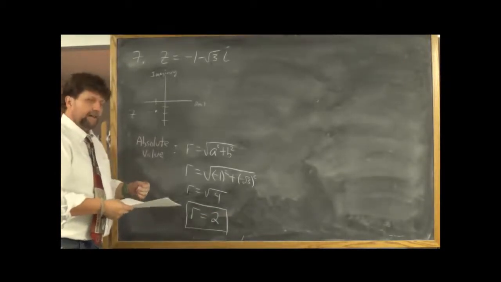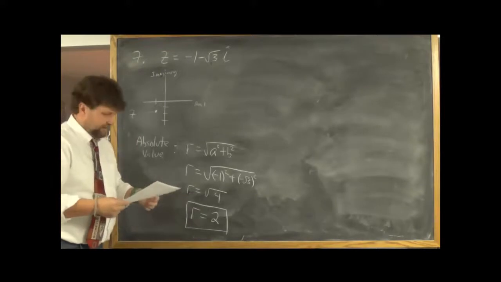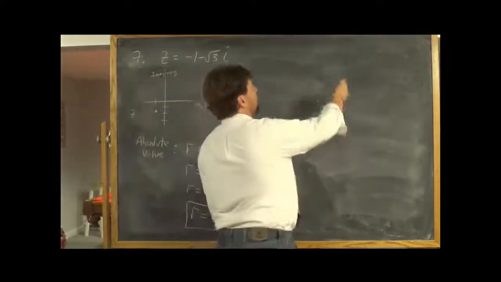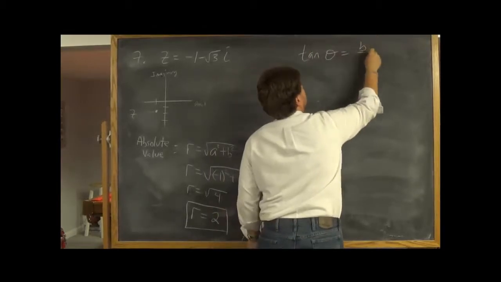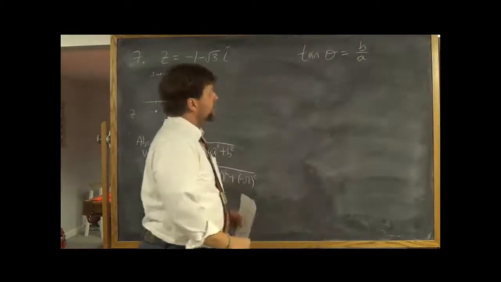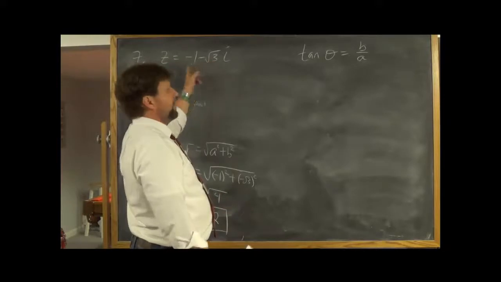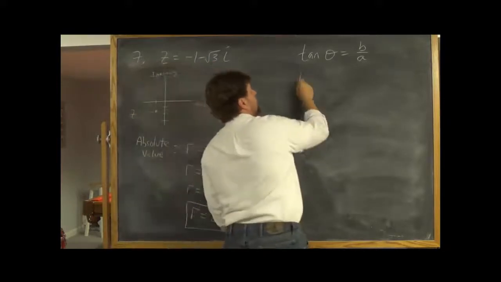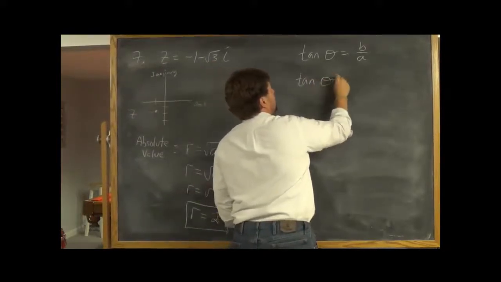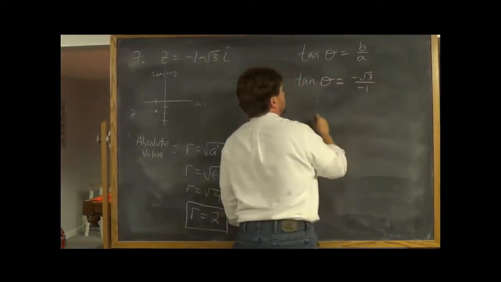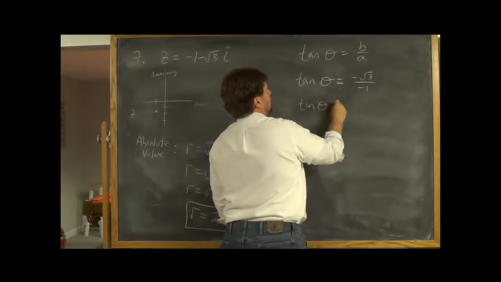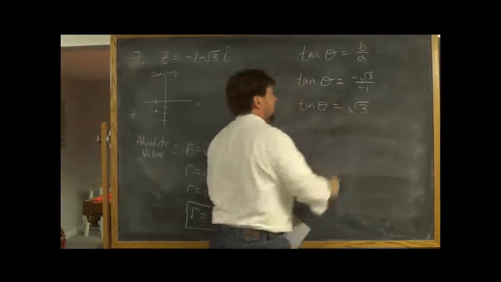Now we're going to find the argument here, the theta. Here's how I do it. Tangent theta is b over a. So I have tangent theta is negative square root 3 over -1. Tangent theta is square root 3.